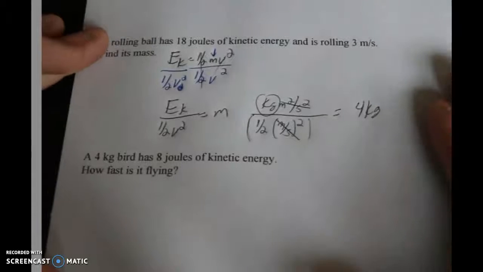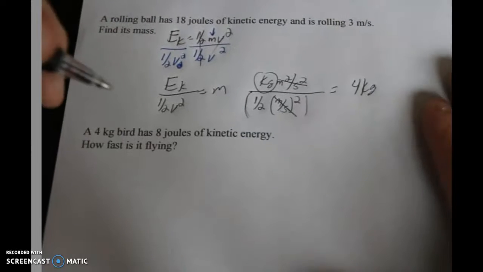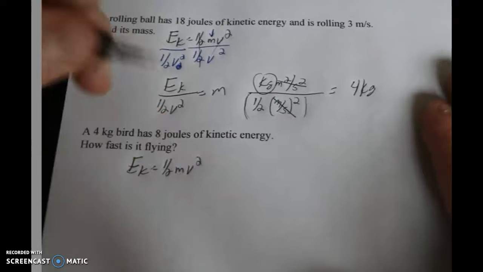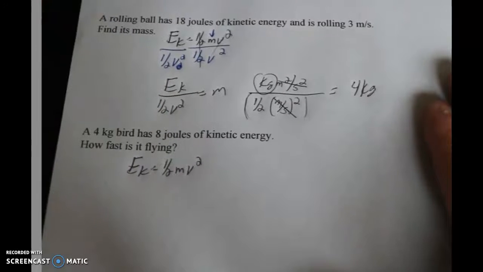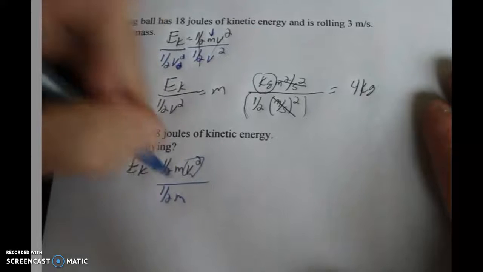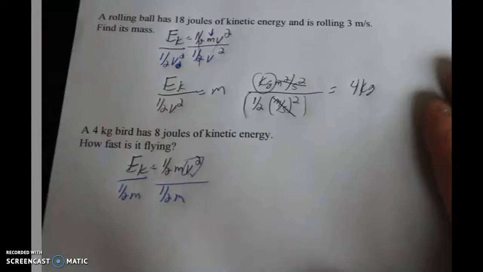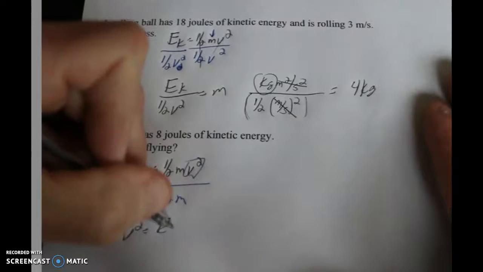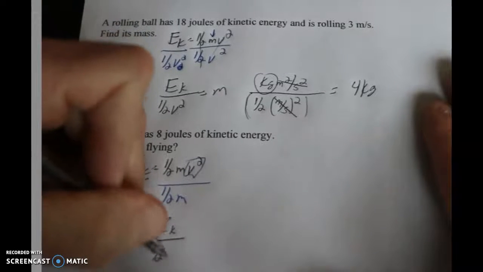The next one's a little tricky. It's asking for how fast it is flying. So I'm going to start off with this 1/2 mv squared again. Now I am looking for velocity. So what I want to do is divide both sides by 1/2 m. And what I get right now is v squared equals kinetic energy over 1/2 m.